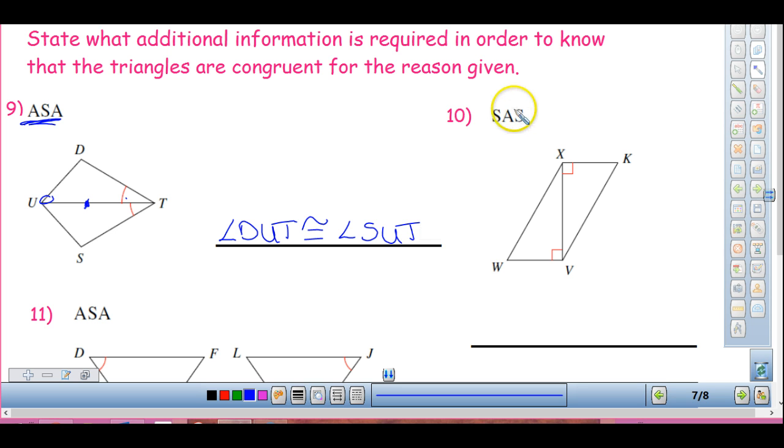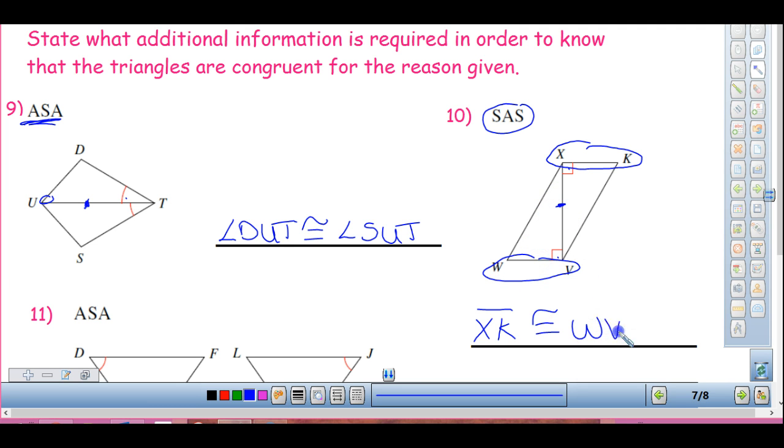Okay, here they want side, angle, side. We've got this side, we've got that angle. So in order to do side, angle, side, I've got to go side, angle, and now I need this side. So XK needs to be congruent to WV.